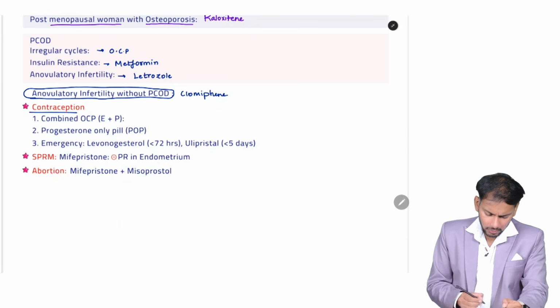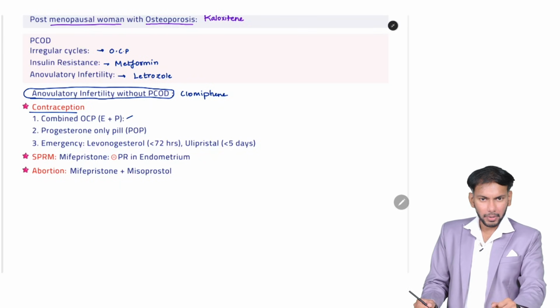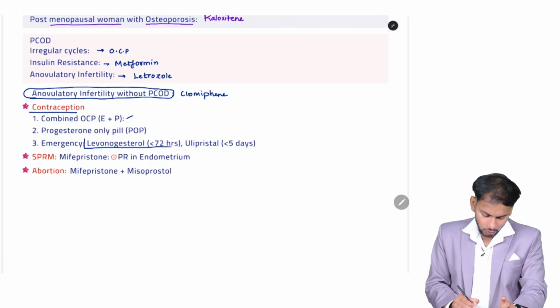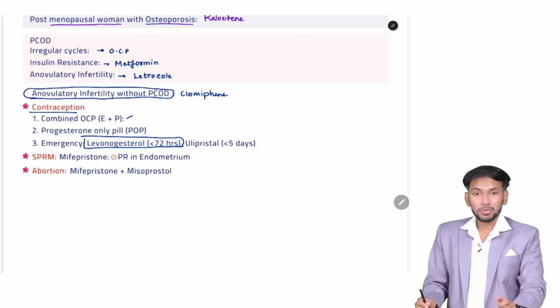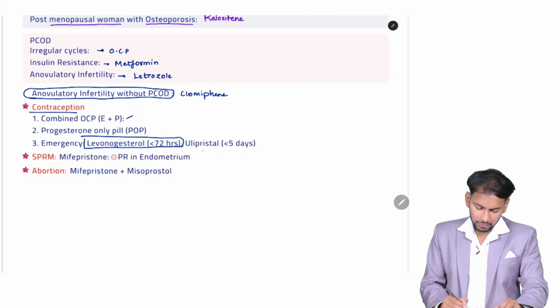Now, a few words about contraception. For contraception, you can use combined OCPs, progesterone only pills, or for emergency contraception, you would use levonorgestrel, which has to be used within 72 hours. Now, there is one more drug called ulipristal that can be taken within 5 days.